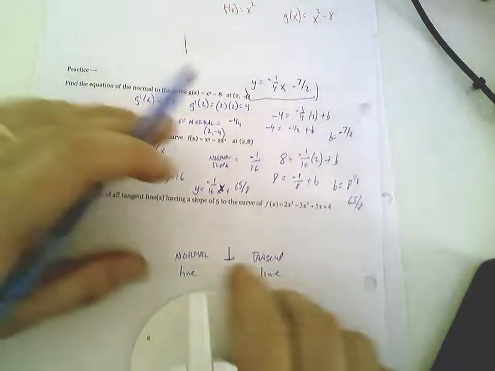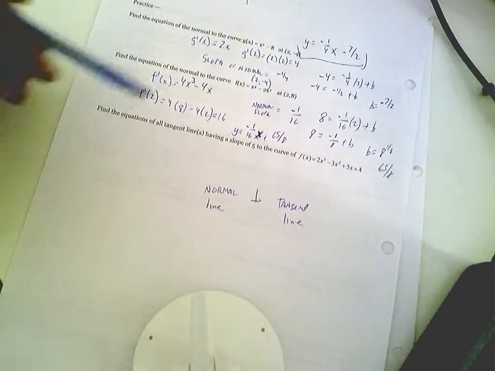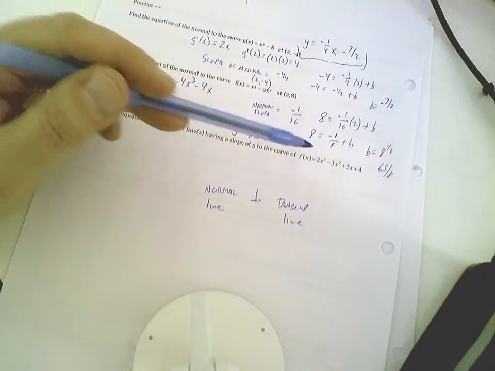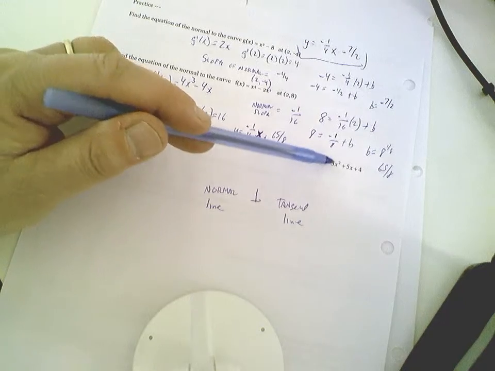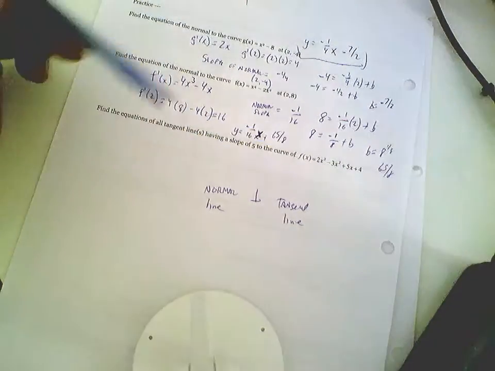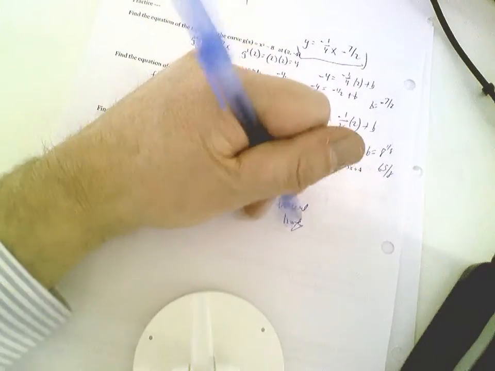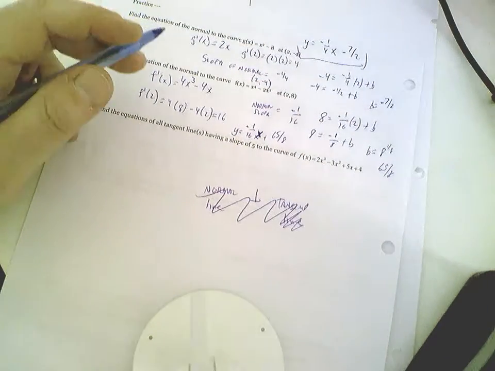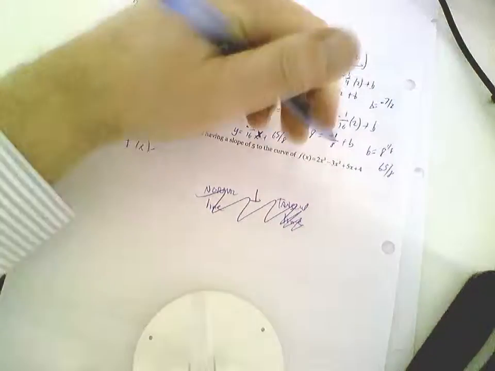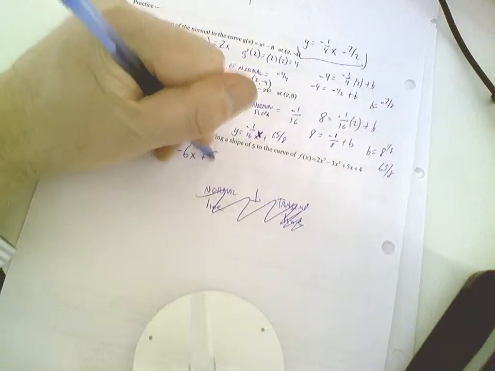All right, one more problem to work our way through. Find equations of all tangent lines having a slope of 5 to the curve 2x cubed minus 3x squared plus 5x plus 4. All tangent lines having a slope of 5. Well, that sounds like take a derivative, which is what? f prime of x equals 6x squared minus 6x plus 5.